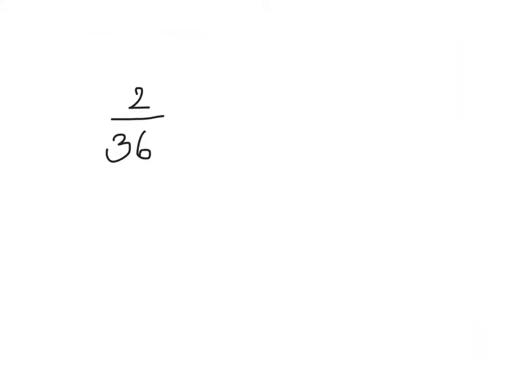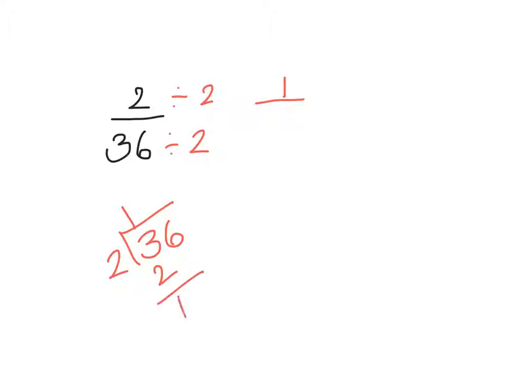With this problem, I have 2/36. The only two factors that 2 has are 1 and 2, so I am just going to divide both of these numbers by 2. 2 divided by 2 is 1, and 36 divided by 2 is 18. So the answer is 1/18.